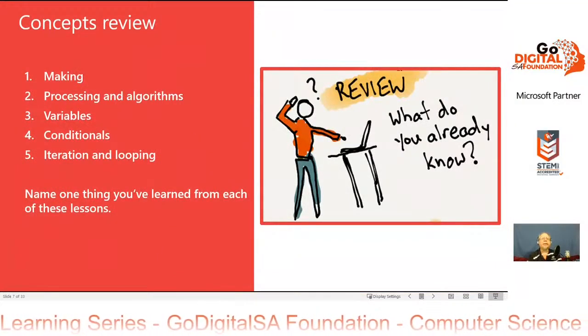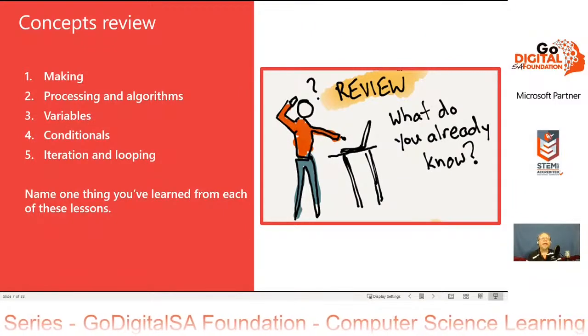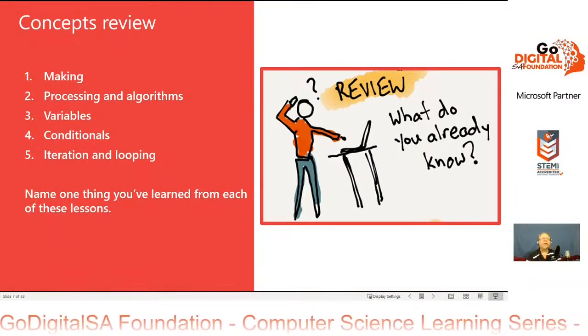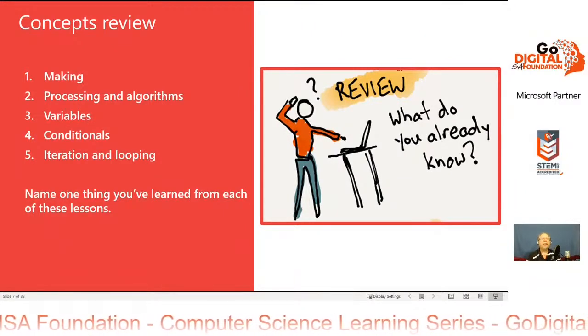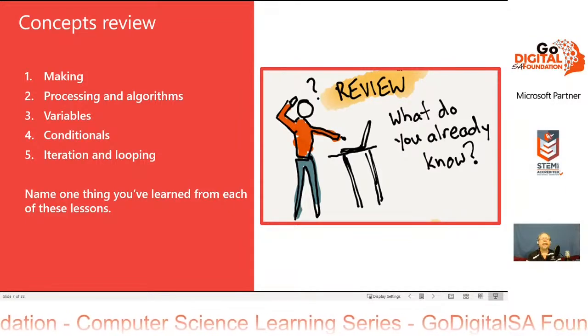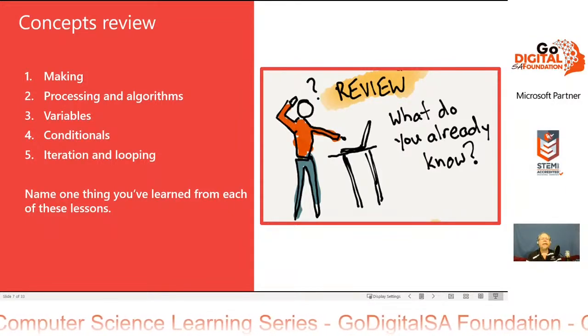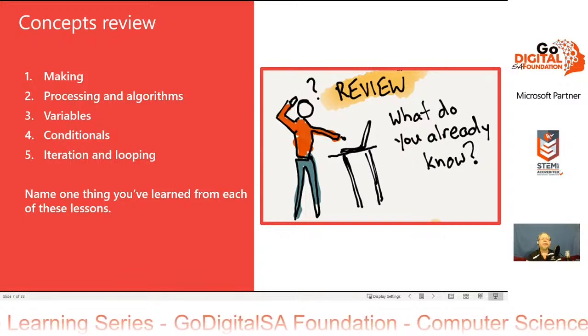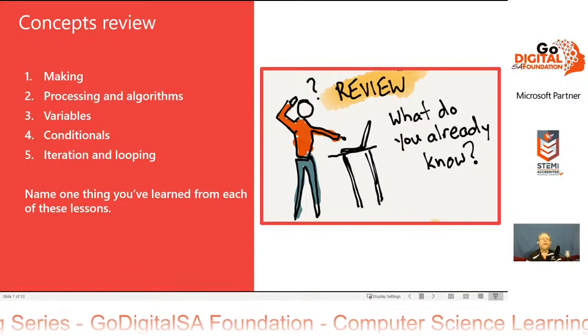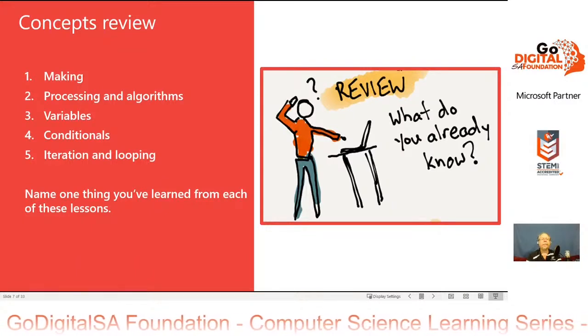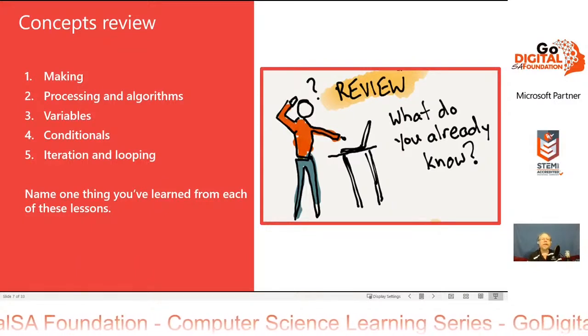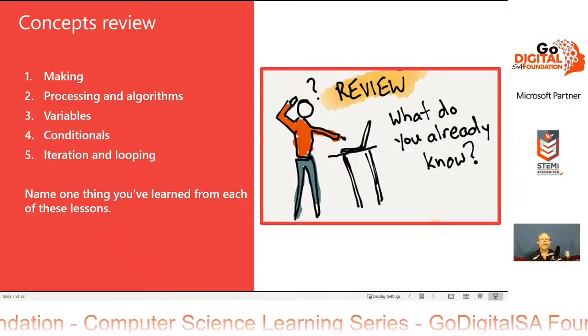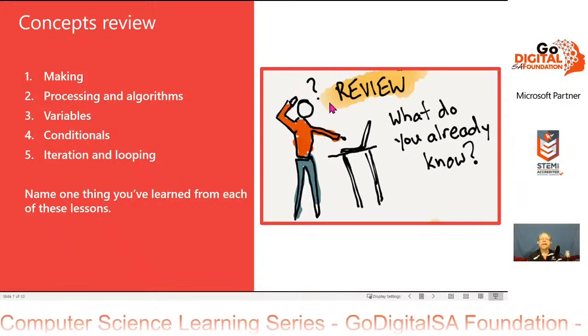So, concept reviews. In Unit 1, we talked about making. In Unit 2, we talked about processing and algorithms. In Unit 3, variables. In Unit 4, we talked about conditionals. And in Unit 5, we talked about iteration and looping. So you should be able to name one thing that you've learned from each of these units.